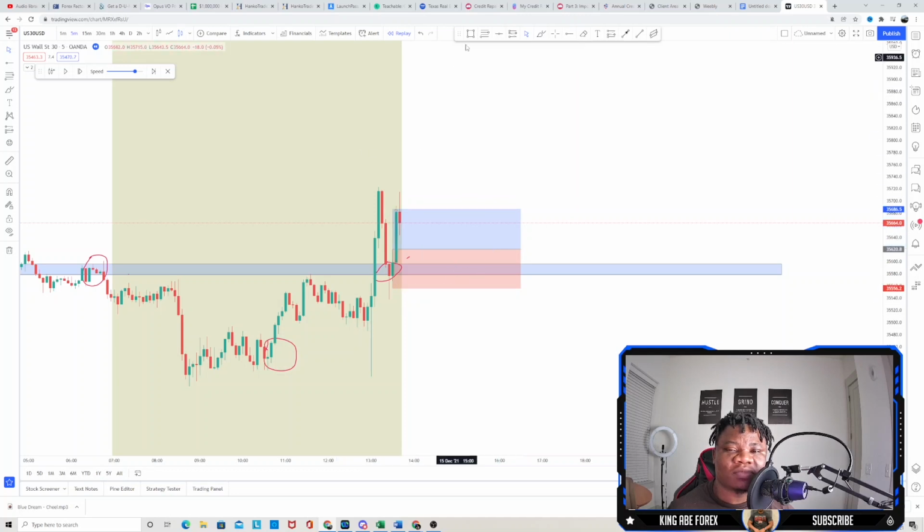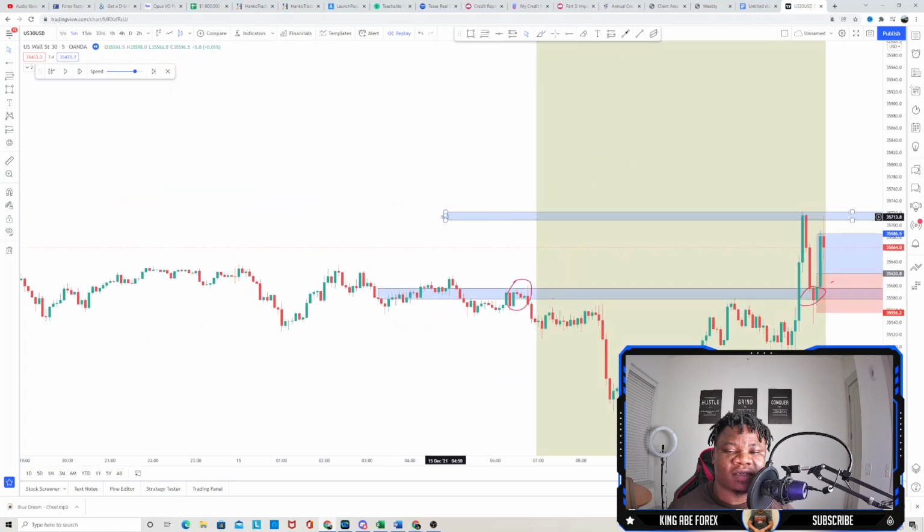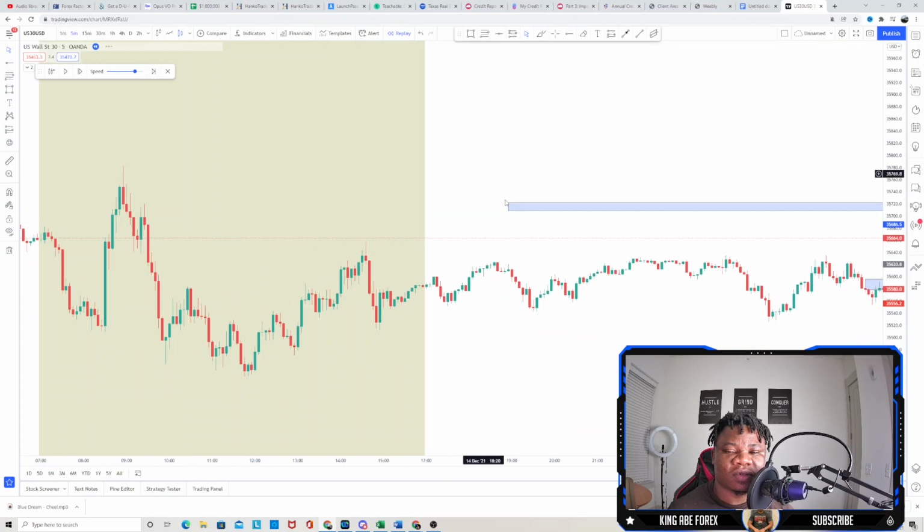Now for my take profit, I'm going to target this zone over here. So this is going to be my first take profit right over here. I'll have my first take profit right there.